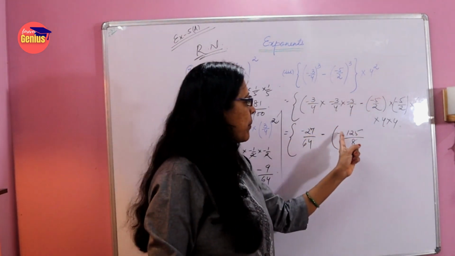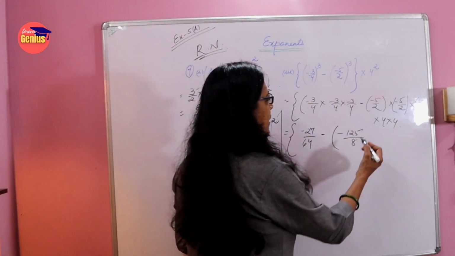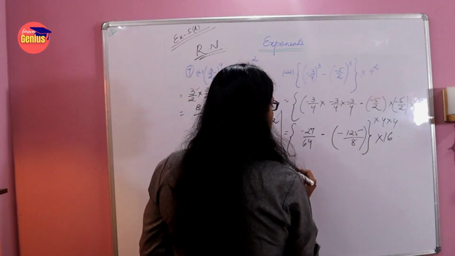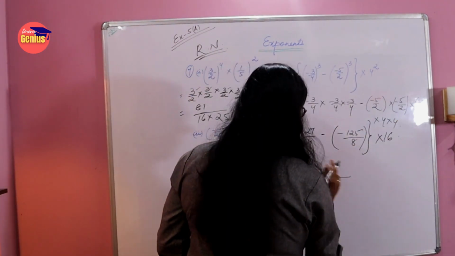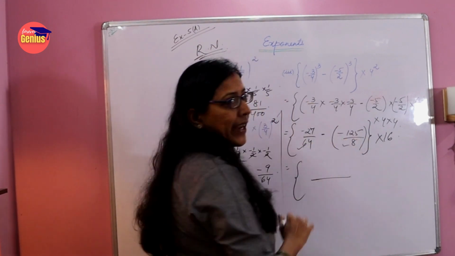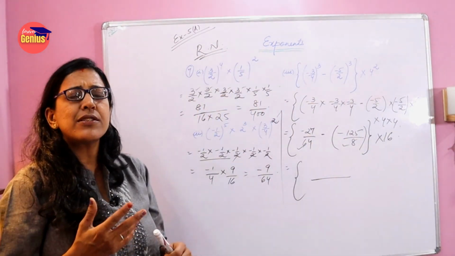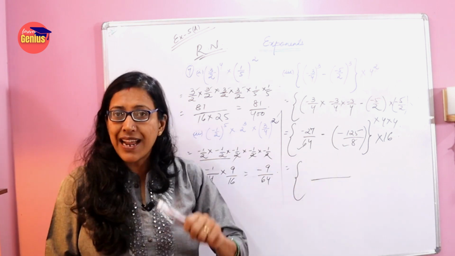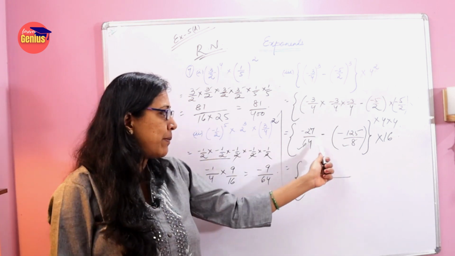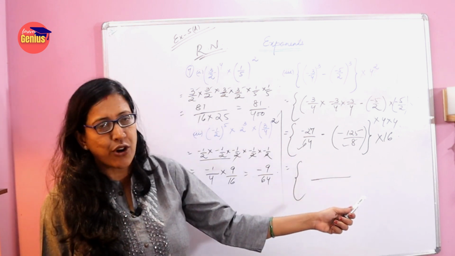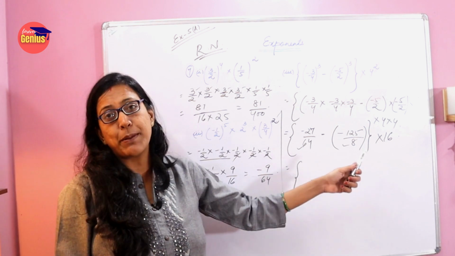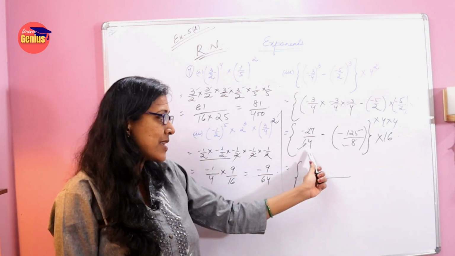This is -125/8. Now curly bracket closes, times 16. Now simply we will take the LCM and solve it. 64 and 8, what will be the LCM? We also know the trick that the first multiple common in both these tables will be the LCM. The multiple of 64 is 64, whereas the multiple of 8 which matches in both tables is 64 only. So the LCM is 64.